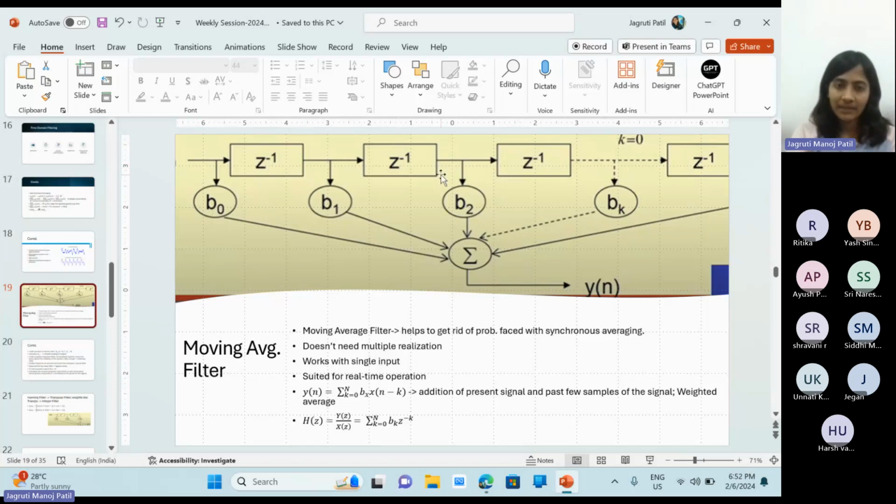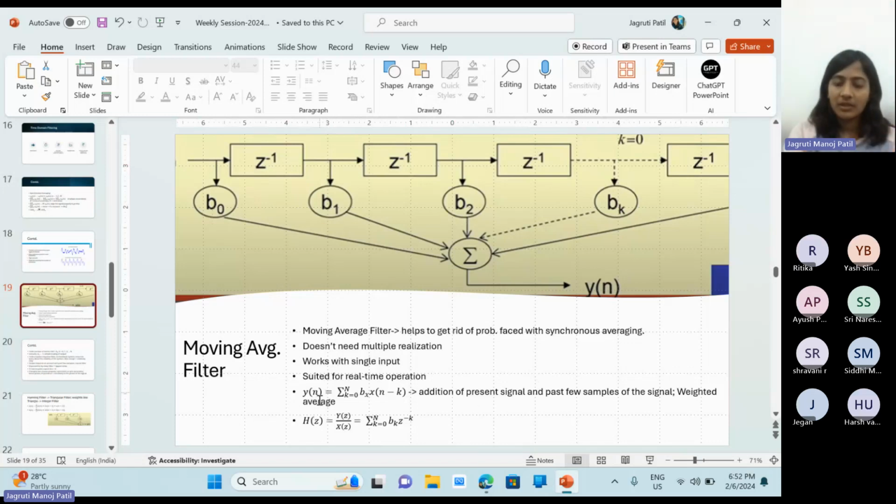Because there are delays that are being added over here, where if it's x of n, it would be z raised to 0. If it's x of n minus 1, it would be z raised to minus 1. So this is how we say it. That's nothing but addition of the present signal and the past few samples of the signal. That's a weighted average for the same.